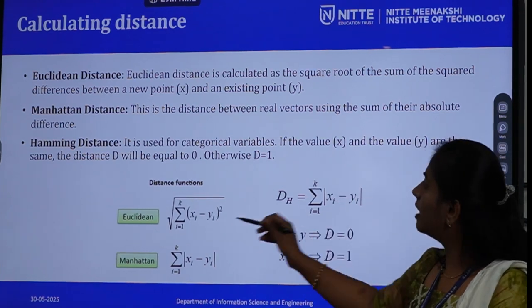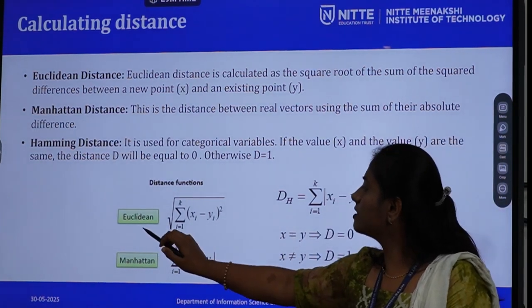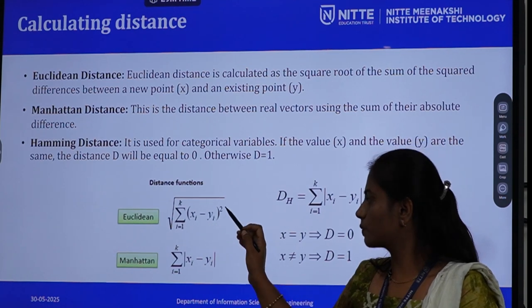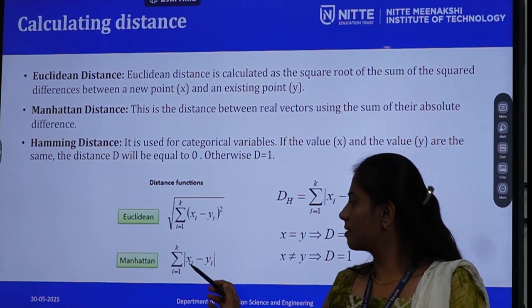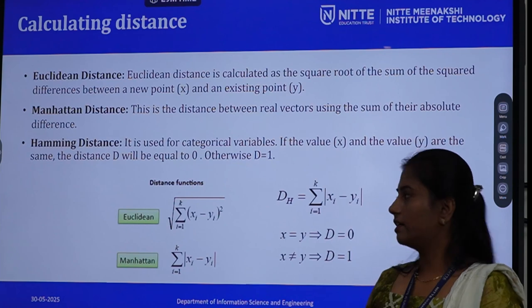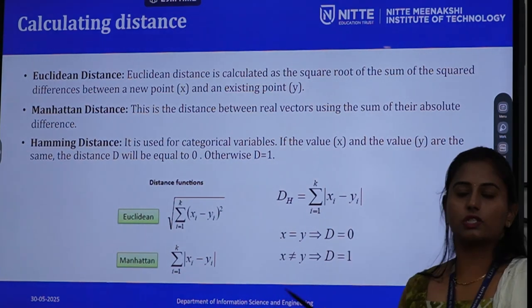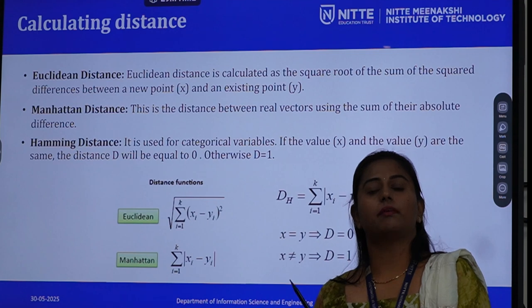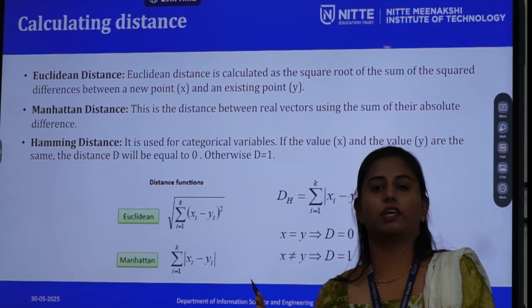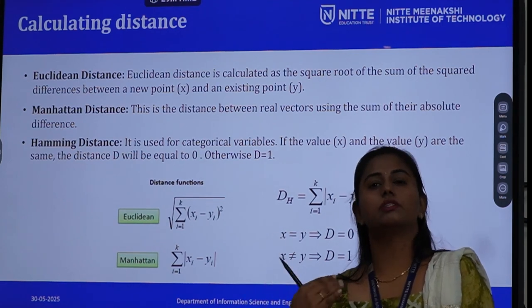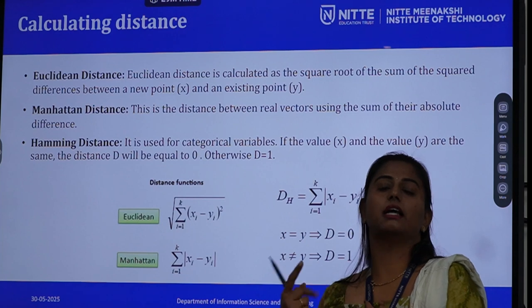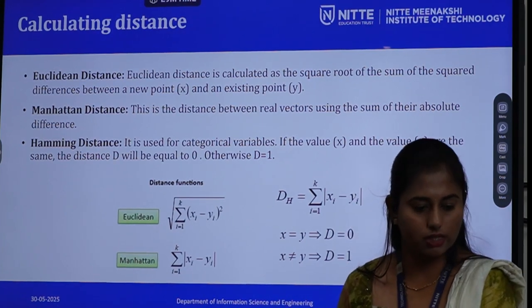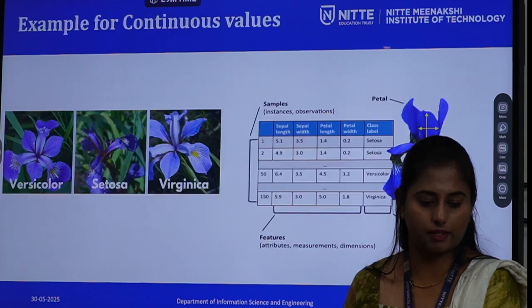You can see the formulas here. The Euclidean distance is the square root of the summation of (xi minus yi) whole squared, and Manhattan is the summation of the absolute value of xi minus yi. For the Hamming distance, if any 2 instances are the same, we assign 0, and if the 2 instances are different, then we assign the Hamming distance as 1. So we'll see how to work on calculating distance and other things.